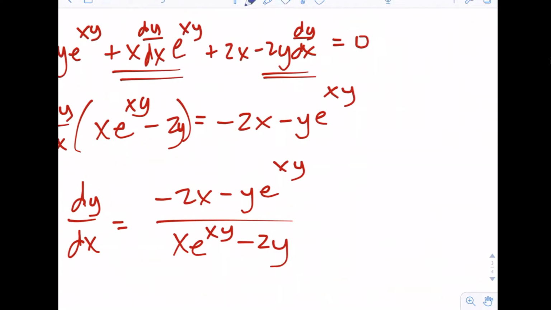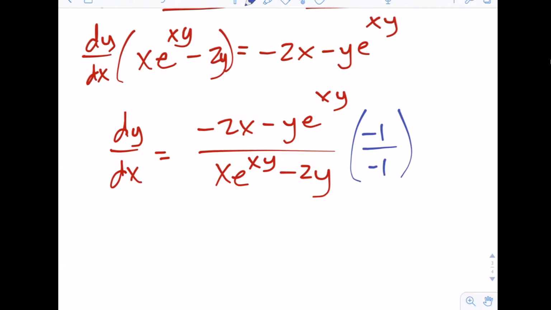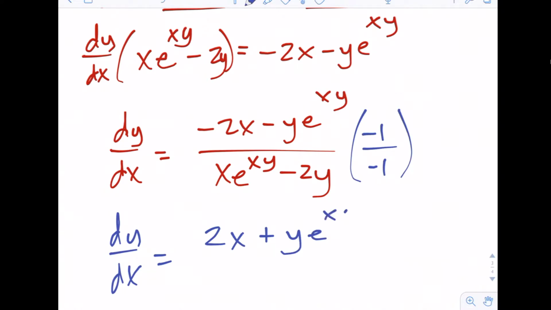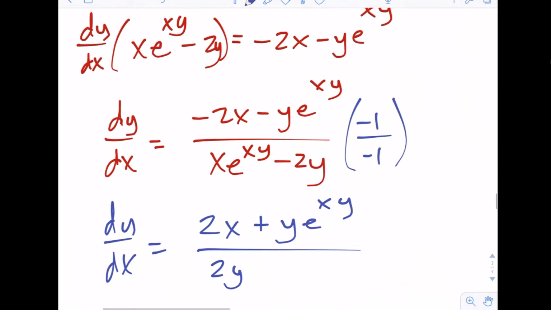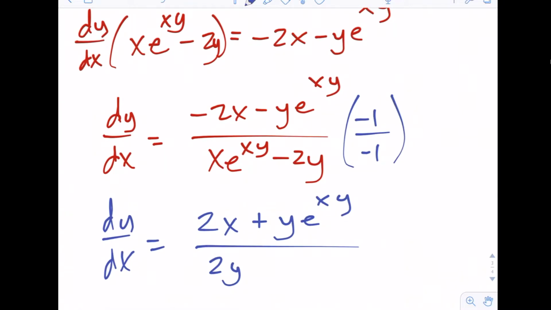If you multiply by a clever form of 1, like negative 1 over negative 1, that's legal, right? And essentially, if you distribute it through, you're changing all the signs of all the terms. So you get positive 2x, much better, plus y e to the xy, much better. And at the bottom, the 2y becomes positive. So I'll put it in the front. I don't like to lead with a negative either. And we have x e to the xy. And so now 3 of the 4 terms are positive.